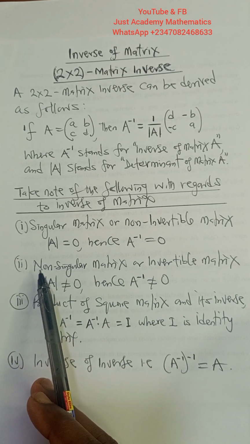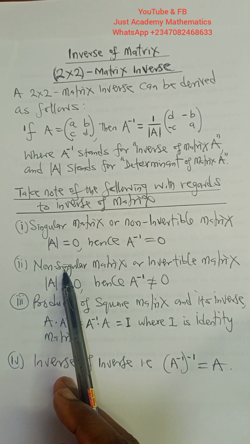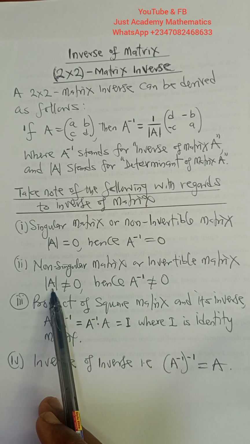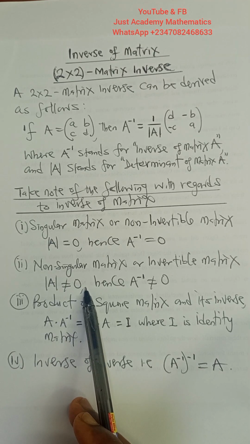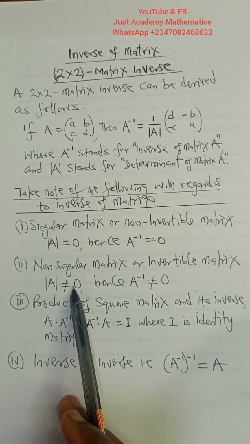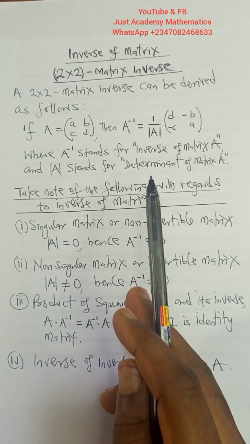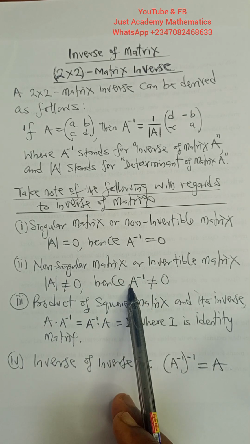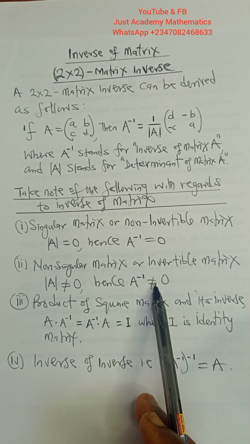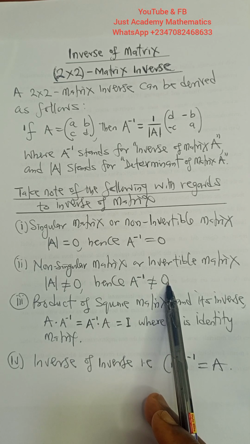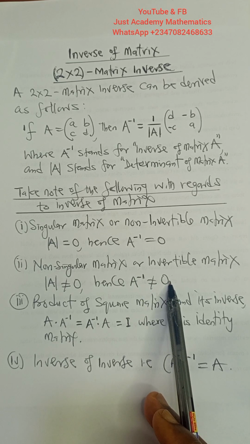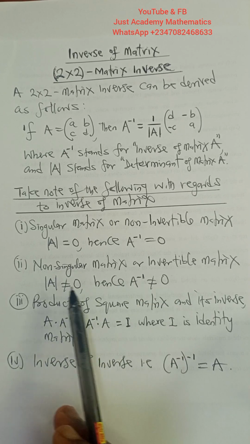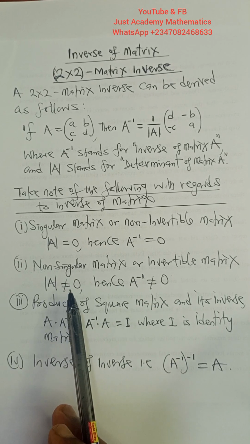2, for non-singular matrix or invertible matrix, the determinant of A is not equal to 0. So anytime the determinant of A is not equal to 0, that matrix must have an inverse. I get what I'm saying? So A in this case must have an inverse because determinant of A is not 0.